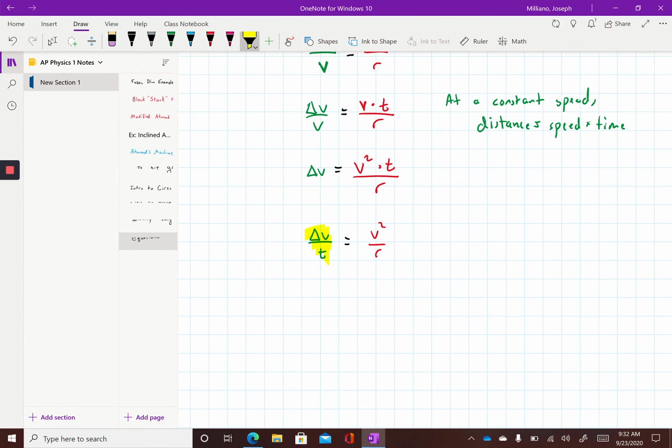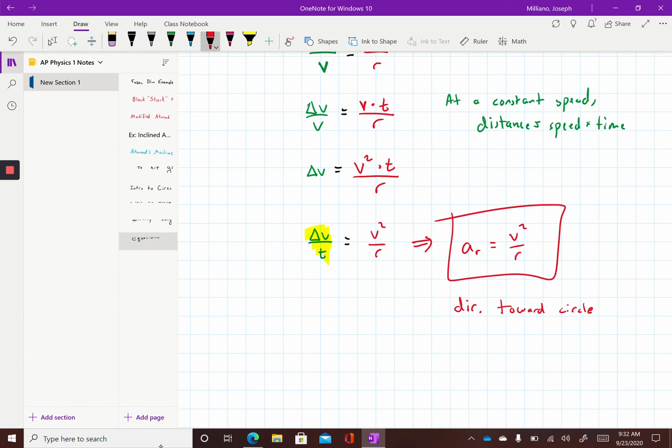And what is this quantity? Change in velocity over time? Well, that's our definition of acceleration. Therefore, acceleration in the radial direction must be equal to speed squared over r, or its magnitude anyway. And then its direction is going to be toward the center of the circle. Why is the direction toward the center of the circle? Because that's the direction of the net force, and the net force and acceleration must always be in the same direction.